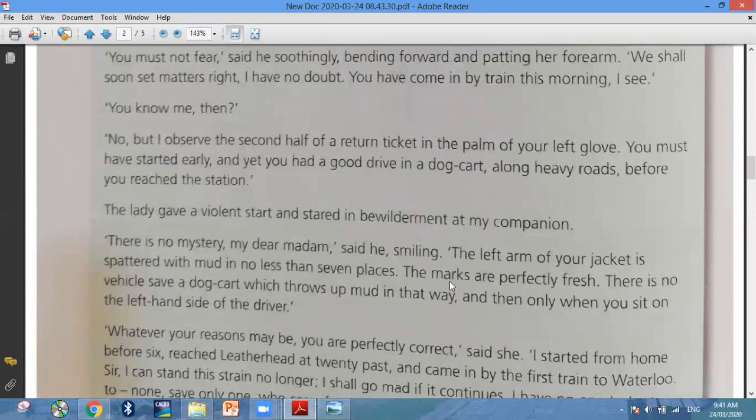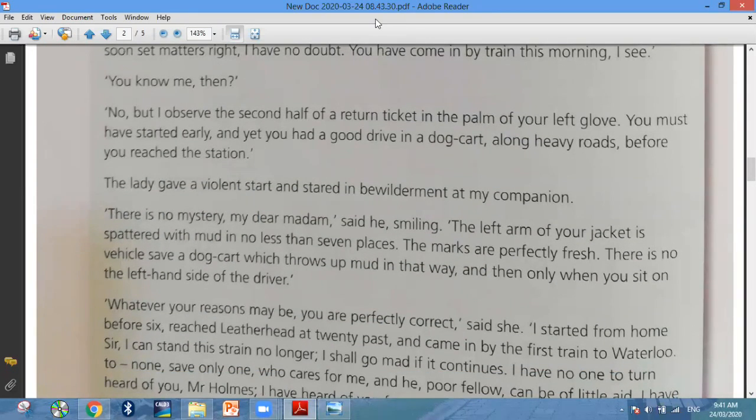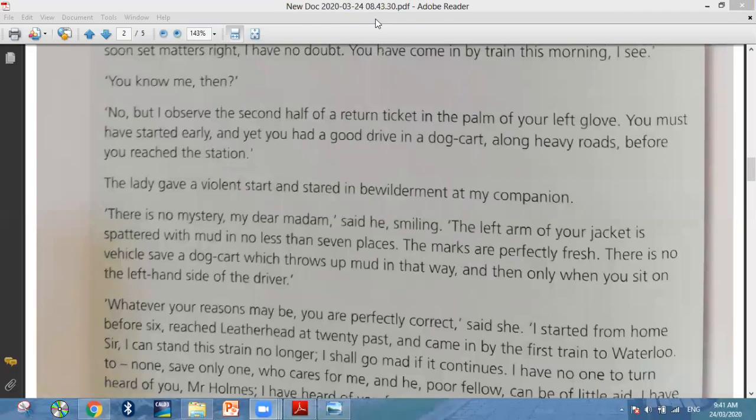How could he know that she went to the station in a dog cart? He noticed what? Omar Ayman? Okay, Yazan? Mister, because there was mud on her jacket and it was fresh and no vehicle can cause this much mud except the dog cart. This is a type of cart, it's called a dog cart. So no other vehicle can do this except for a dog cart.